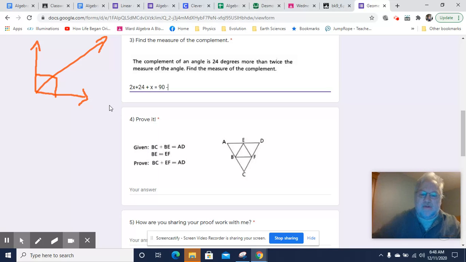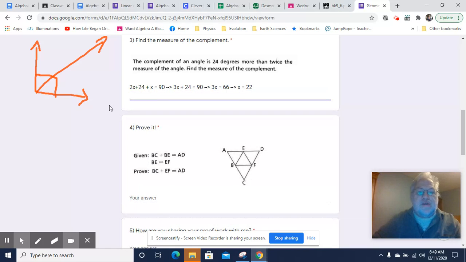Okay, so we start off by combining like terms. We get 3x plus 24. We can do it that way, or we could subtract 24 from both sides. So then I'll subtract 24 from both sides. So 3x is going to equal 66. And then we'll divide both sides by 3, and x will equal 22, if I haven't done any calculation errors.